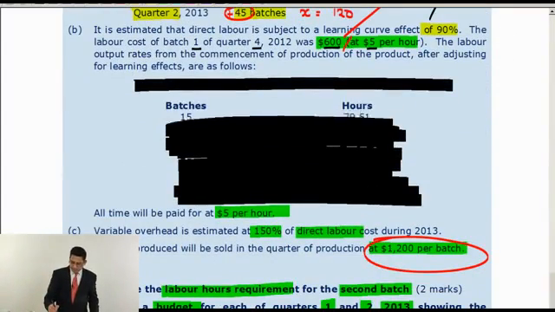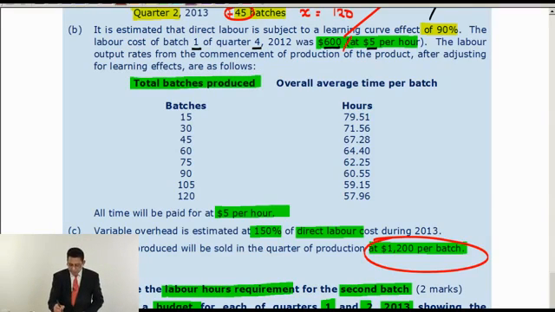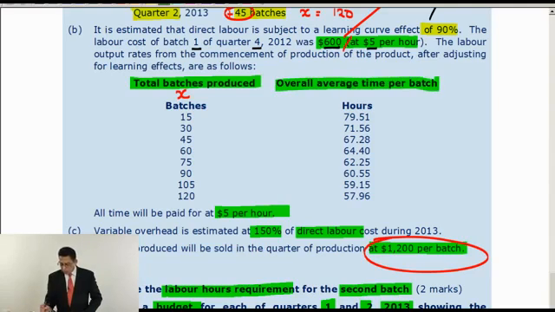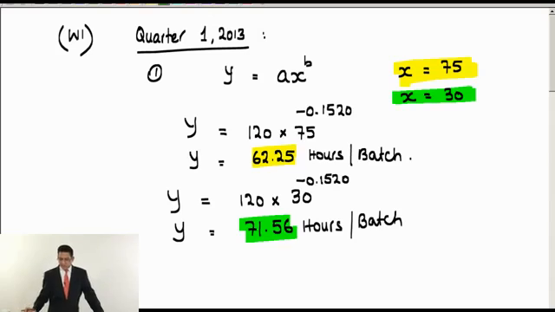What if I now show you this table? The first column of the table shows total batches produced, and remember, total output, cumulative output, is represented by X in the formula. And the next column is the overall or cumulative average time per batch, and average time is represented by Y. So when X was 30, Y was 71.56, and when X was 75, Y was 62.25, and I think I have just got exactly the same figures by using the formula.